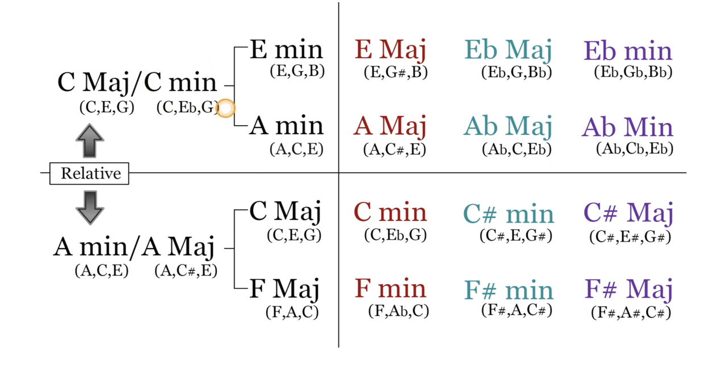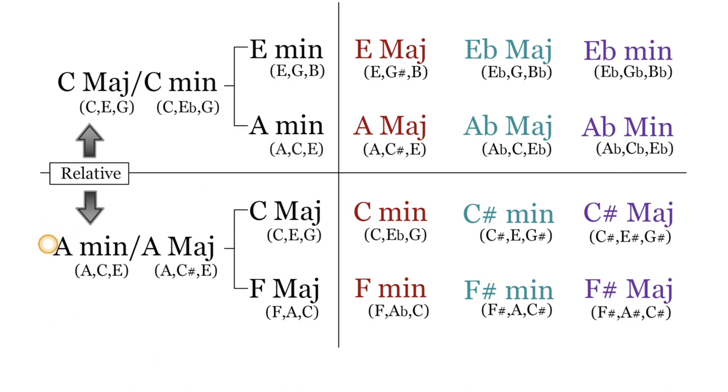Let's look at the parallel minor next, which is C minor. The diatonic 3 and 6 chords in the key of C minor are the E flat major and the A flat major. So in the key of C minor, your chromatic mediant chords would be E minor, E major, and E flat minor. And the chromatic submediants would be A minor, A major, and A flat minor. The bottom half of the chart works the same way.